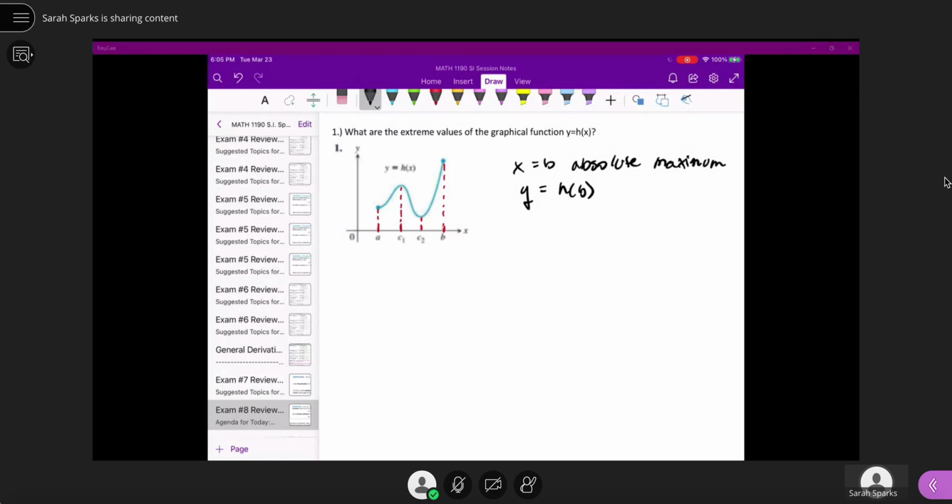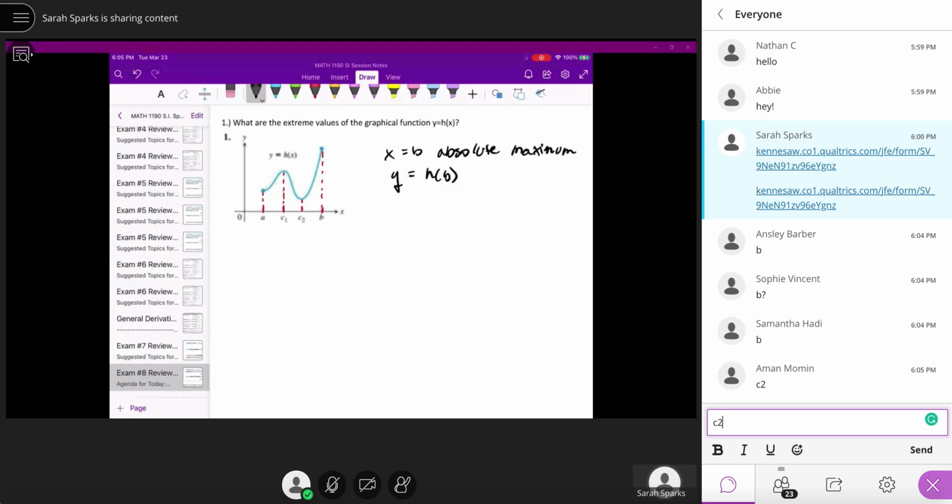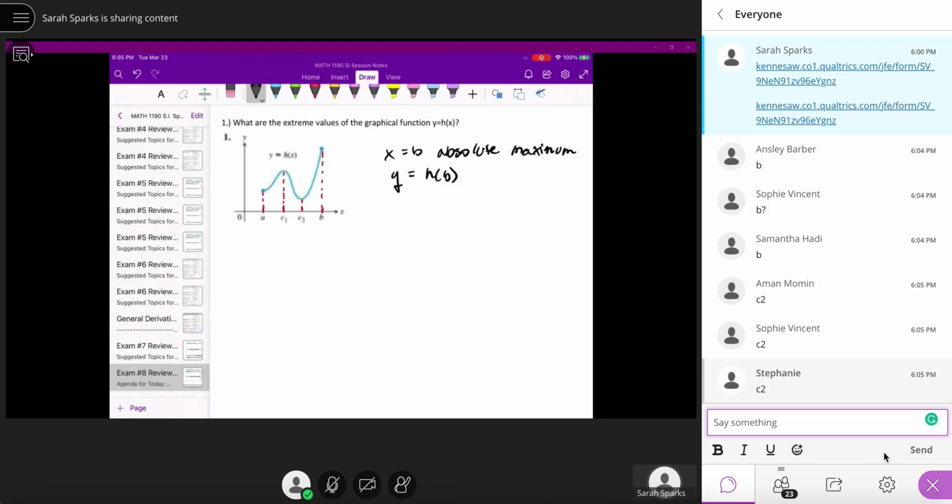And then what about our minimum? What's the lowest y value of this function? Yeah, exactly. It's going to be c2, so x equals c2, or y equals h of c2, is going to be our absolute minimum. All right, that was awesome, guys.